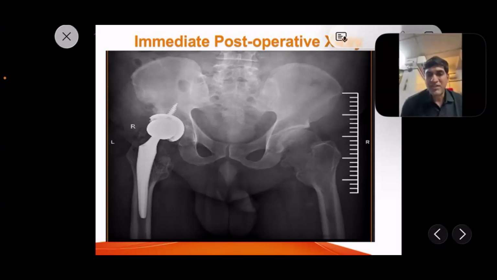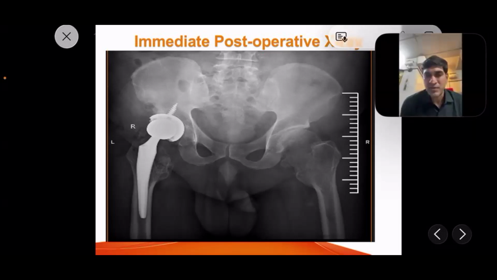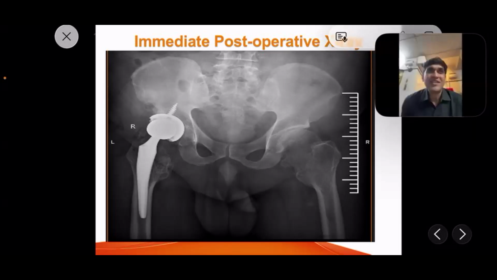But the cup planning is what I'm a little surprised about. I think the cup could be more medialized, and maybe slightly inferior as well. The thing is, if you're using the robot, then once the robot tells you where to place it... No, sir, it doesn't tell us where to place it. You can plan anywhere you want on the robot.